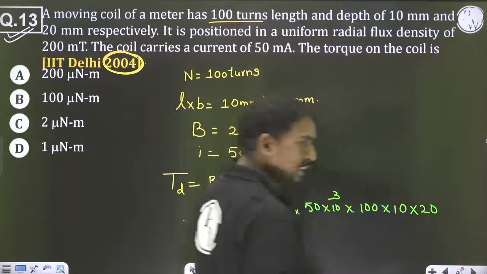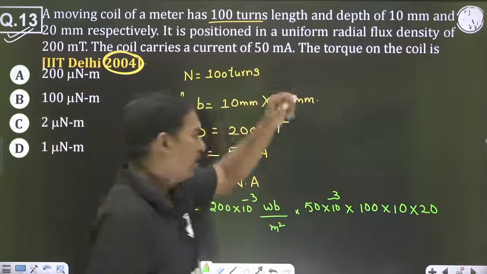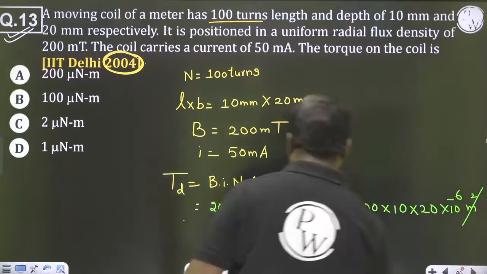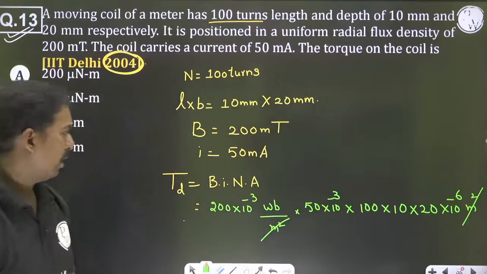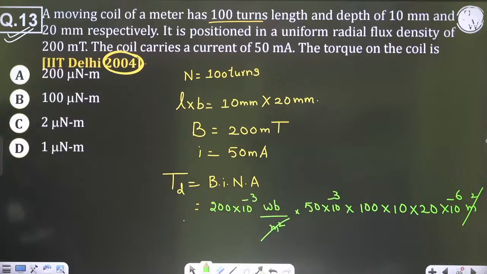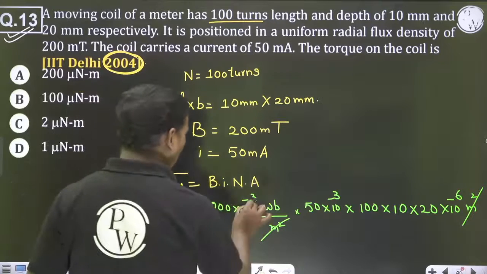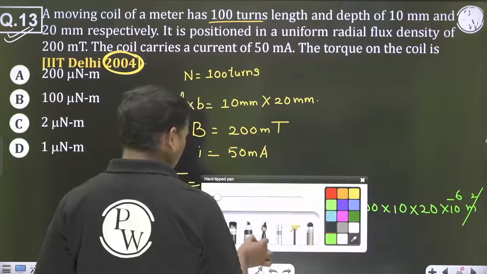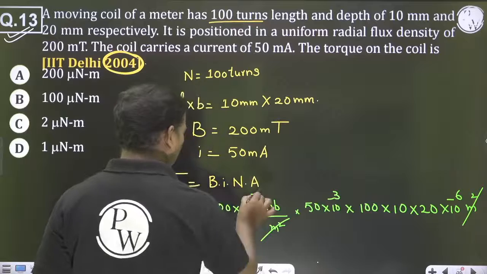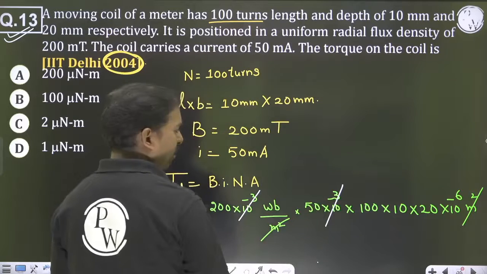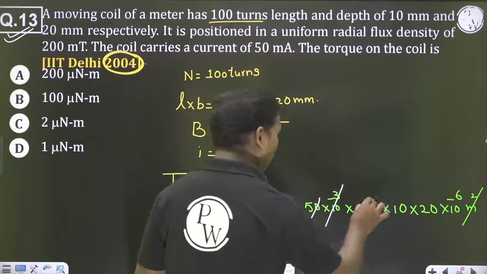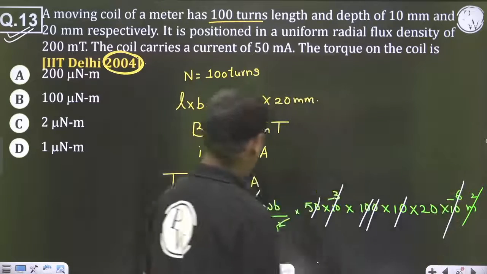If you convert into meters, 10 to the power minus 3, 10 to the power minus 3, so 10 to the power minus 6. This meter square and this meter square get cancelled. Weber, ampere, turns, all these things give torque, Newton meter. So 10 power minus 3, 10 power minus 3 gets cancelled.